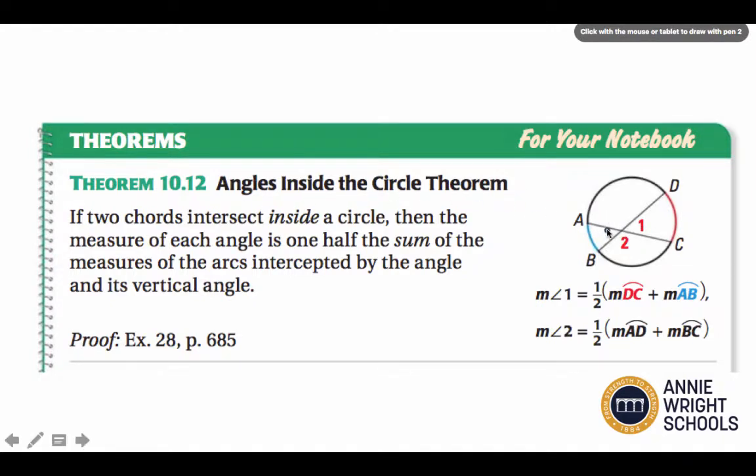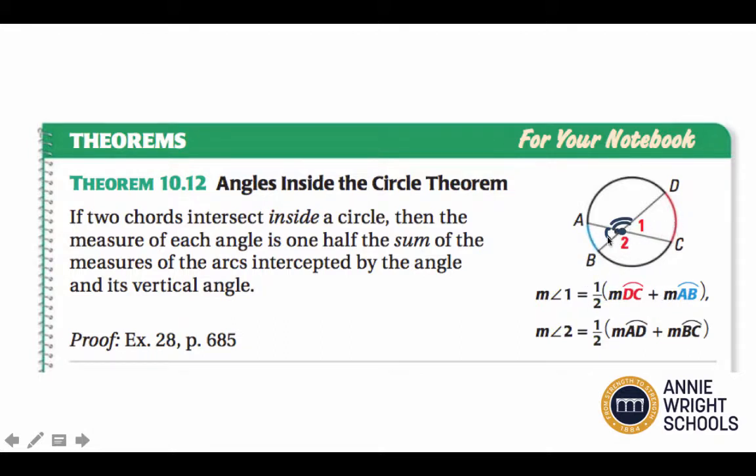We know angle 1 is congruent to angle 3. We know angle 2 is congruent to angle 4. But what we don't know is if this is the center of the circle. If this was the center of the circle, this would equal the measure of arc AD, but it's not the center necessarily. If it's not the center, you can use this theorem that says the measure of angle 1 is half the sum of arc DC and arc AB. So you have to take both of those arcs, add them up, and then divide by 2. It's the average of those two arcs.